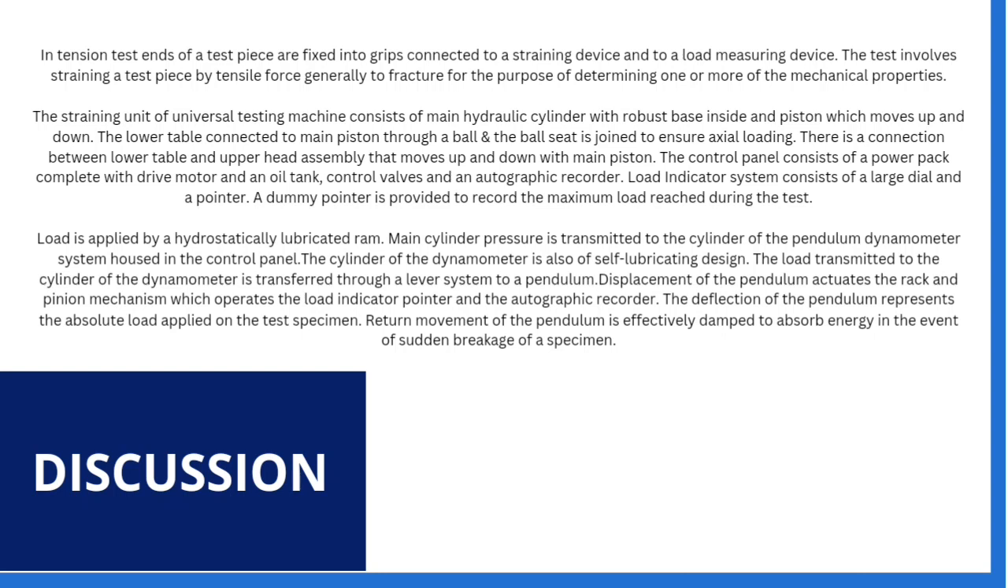There is a connection between the lower table and upper head assembly that move up and down with the main piston. The control panel consists of a power pack complete with drive motor and an oil tank, control valves and an orthographic recorder. The load indicator system consists of a large dial and a pointer. A dummy pointer is provided to record the maximum load reached during the test. Load is applied by a hydrostatically lubricated ram. Main cylinder pressure is transmitted to the cylinder of the pendulum dynamometer system housed in the control panel.